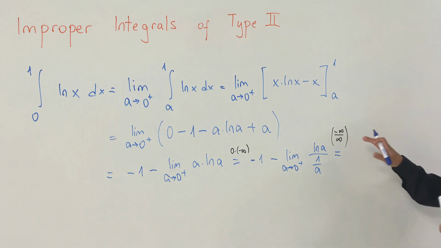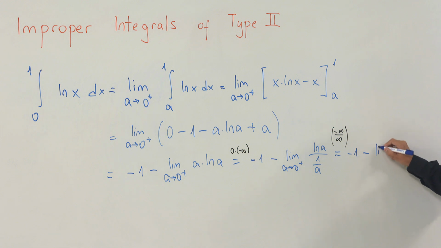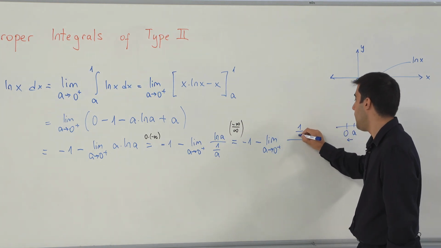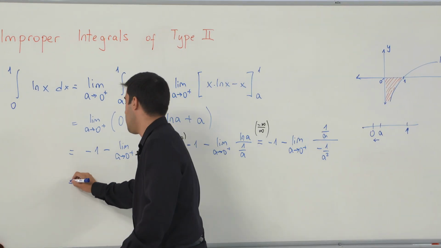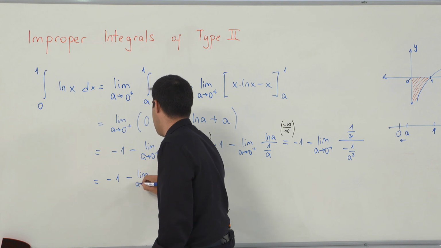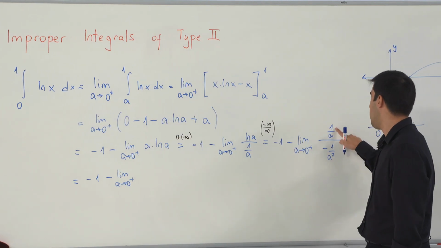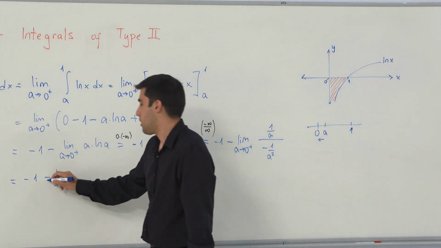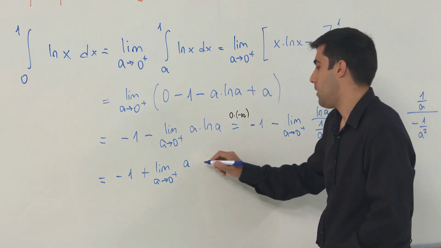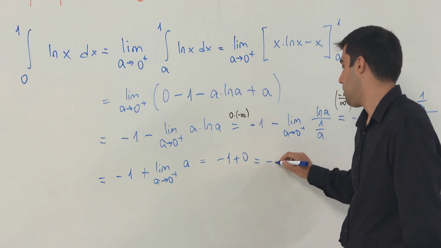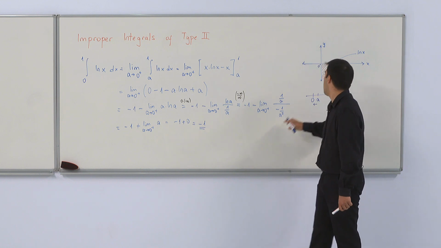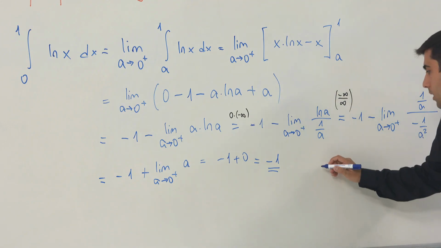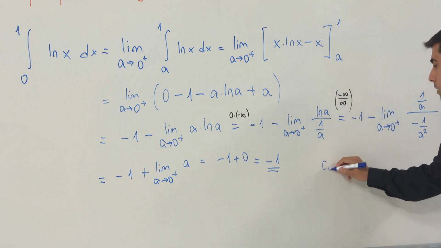That means I can apply L'Hopital's rule over here: minus 1 minus the limit as a goes to 0 from the right. The derivative of ln a is 1 over a. The derivative of 1 over a is minus 1 over a squared. This gives us minus 1 minus, as the limit goes to 0 from the right hand side, 1 over a times minus a squared over 1, which makes plus a over here, and this is minus 1 plus 0, which gives me minus 1. Since this is a finite value, the area under the curve is minus 1. We say this improper integral is convergent.